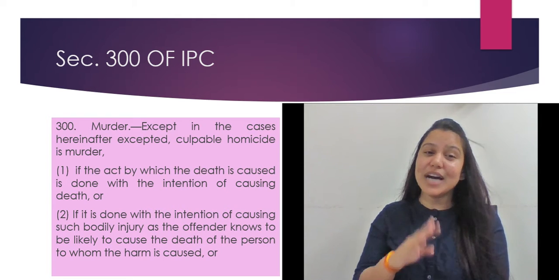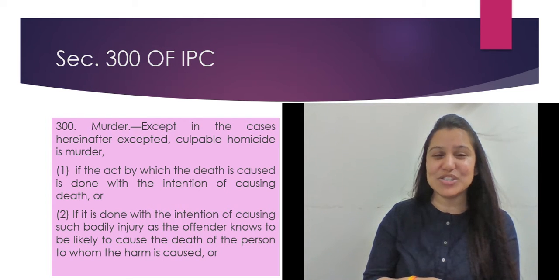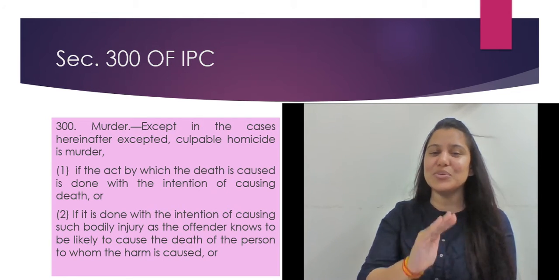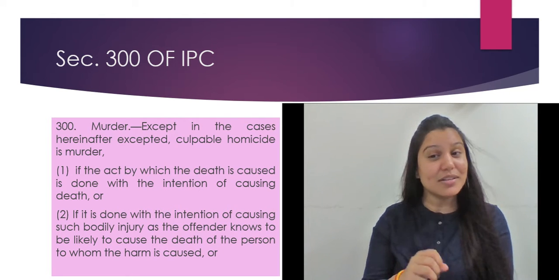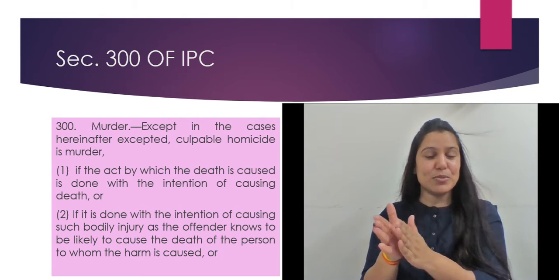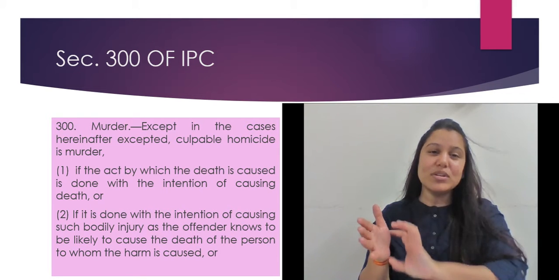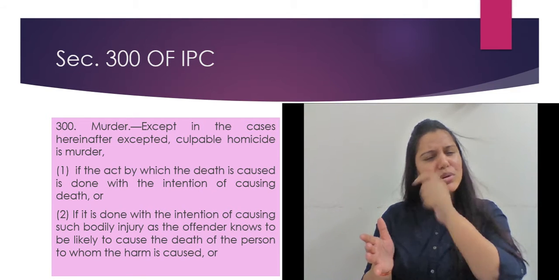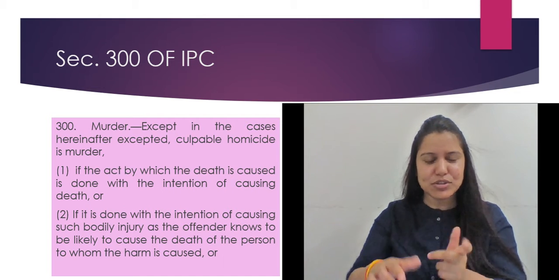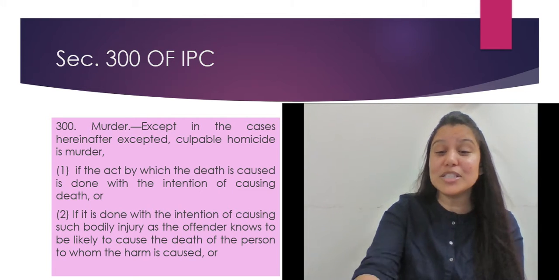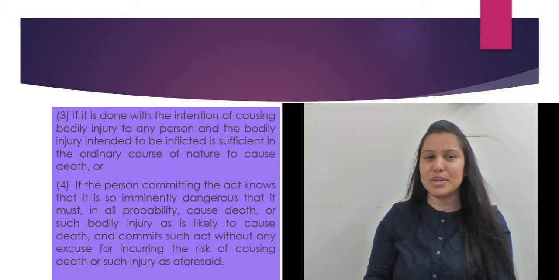So if it is done with the intention of causing such bodily injury as the offender knows to be likely to cause death, he had the special knowledge here that A, supposing A had gone through a head surgery or anything. Even if he puts one single blow of anything, that person would die. So he had this special means, and that special means here also leads to that very offense.